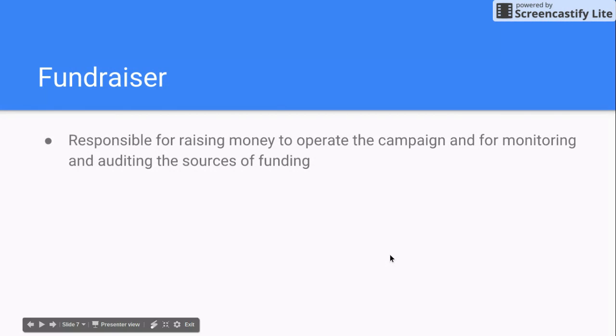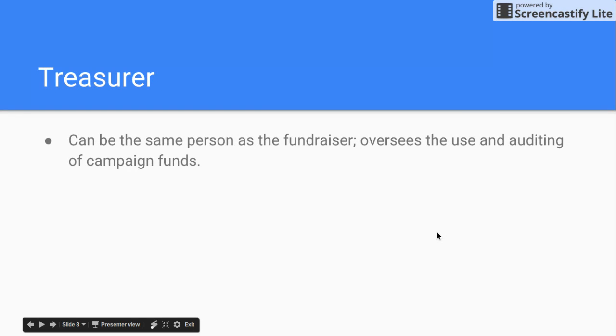You also need a fundraiser. You need a person that is responsible for raising money so that you can continue the campaign. You also need a treasurer. So this person oversees the use of the money and makes sure that it is being used appropriately.